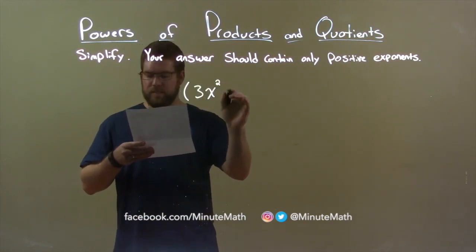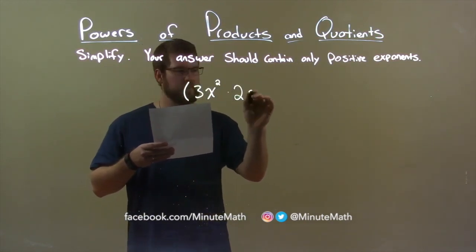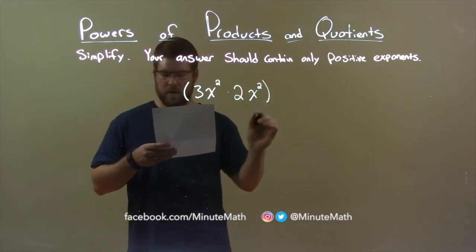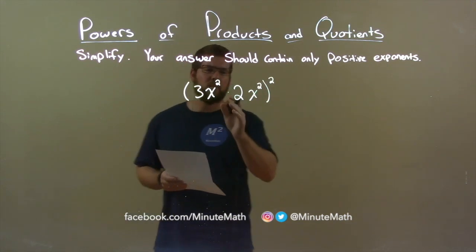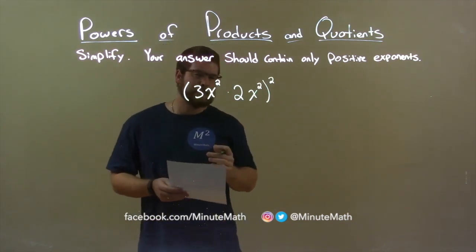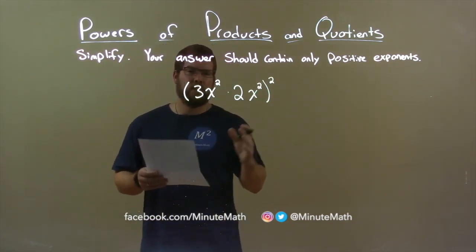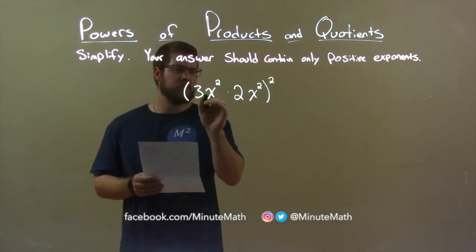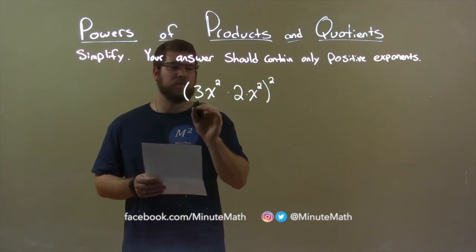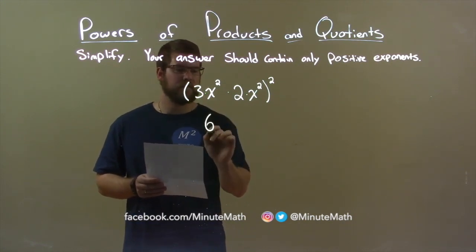3x squared times 2x squared, and all of that is raised to the 2nd power. Well, in our parentheses, I actually see some like terms, so I can simplify within the parentheses, and I like to do that first. Okay, so we look at the coefficients. We have the 3 and the 2, and we can multiply them together first. 3 times 2 is 6.